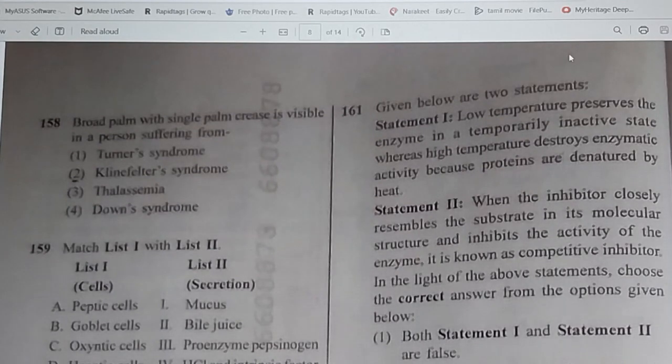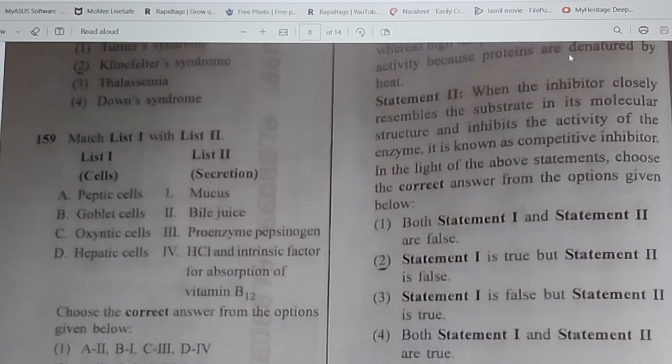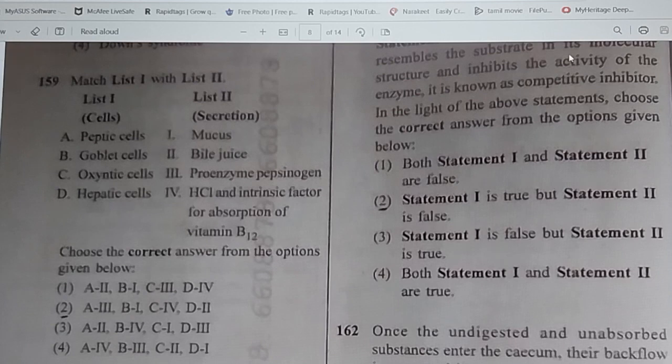158. Broad palm with single palm crease means Down syndrome. 4 is the answer. Then match 159. Peptic cells, proenzyme pepsinogen. And goblet cells, mucus. Oxyntic cell, HCl. Hepatic cell, bile juice. So option B.